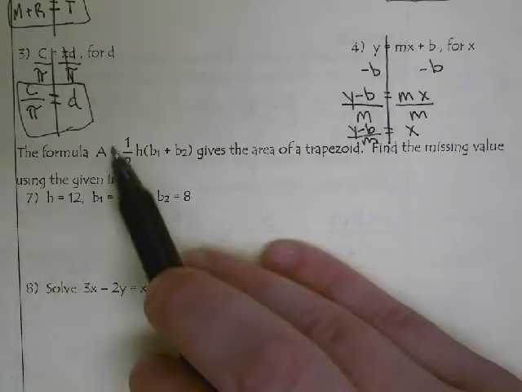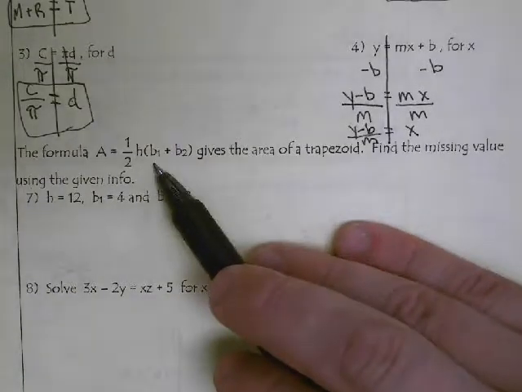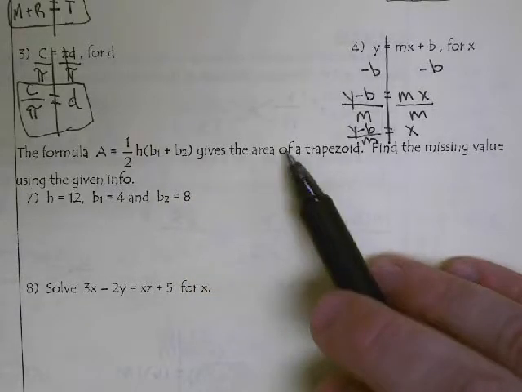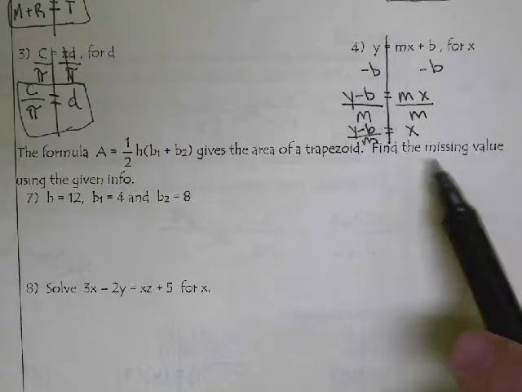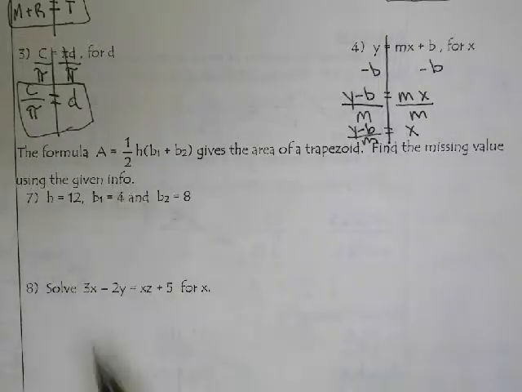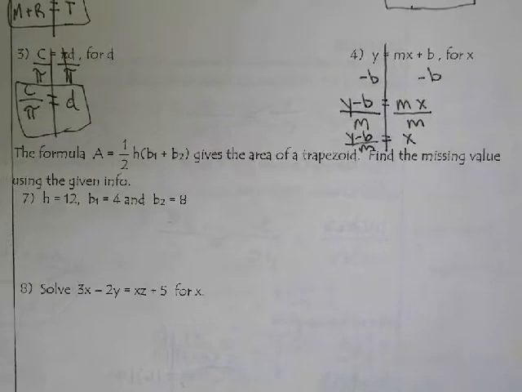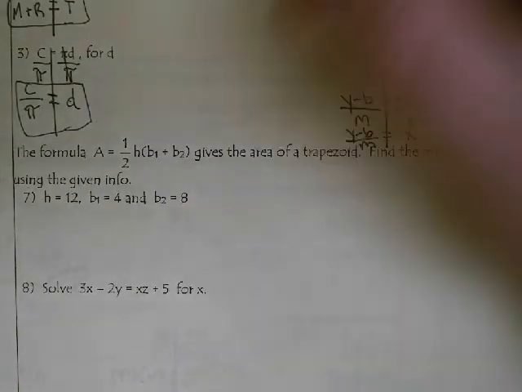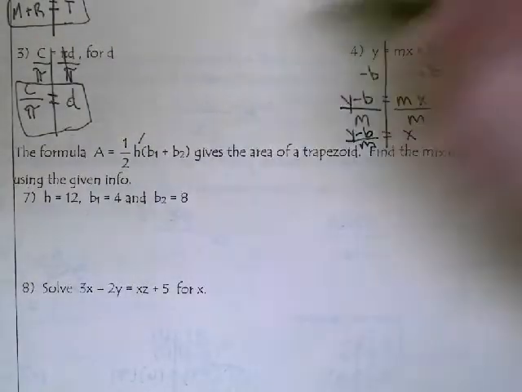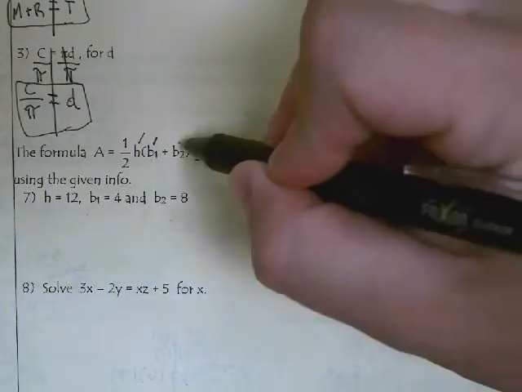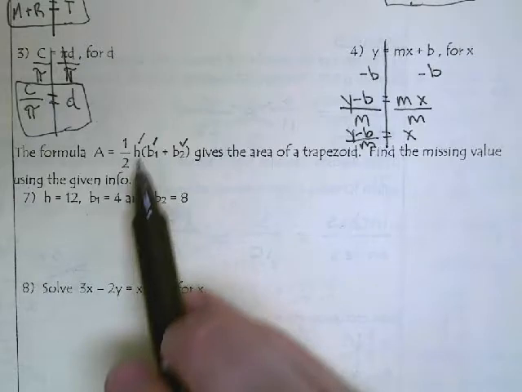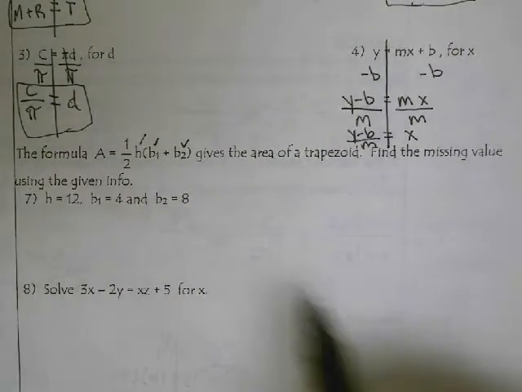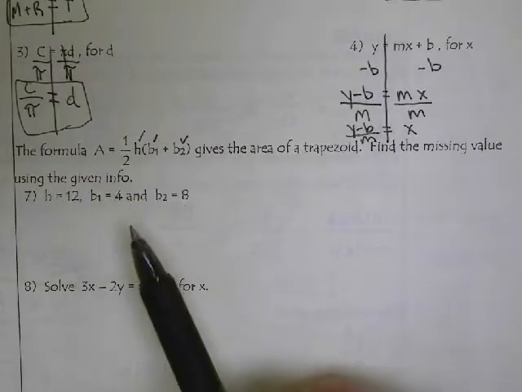The formula A equals 1/2 times height times the quantity of base 1 plus base 2 gives the area of a trapezoid. Find the missing value using the given info. So let's see what our missing value is and then decide what variable we should solve for. We have h, b1, and b2. h is 12, b1 is 4, and b2 is 8. What's the missing variable that we need to solve for?